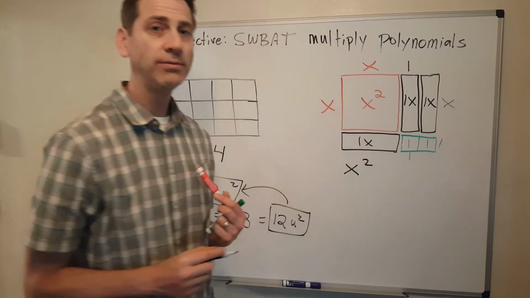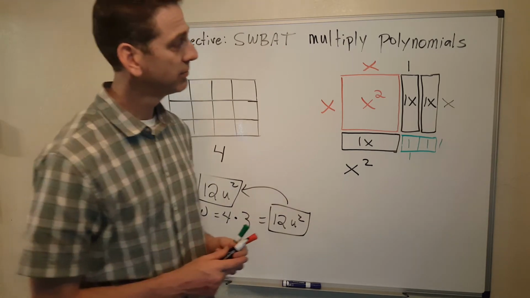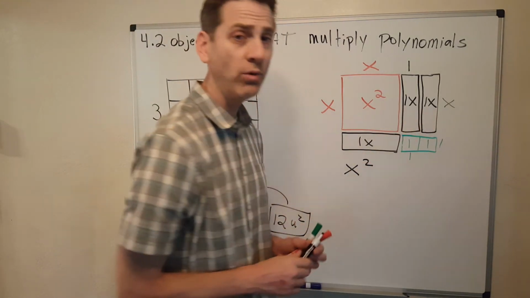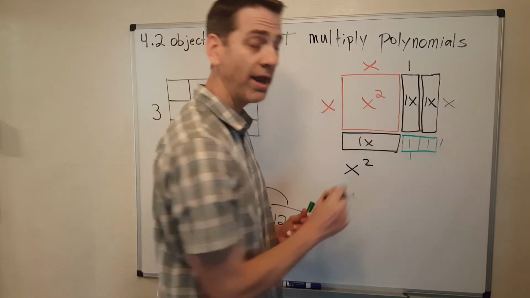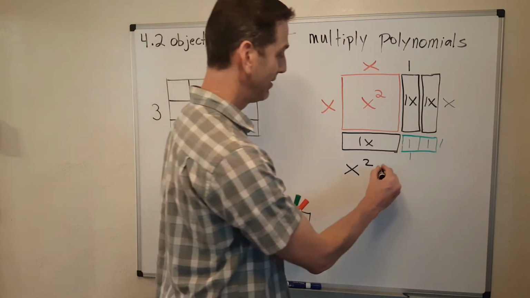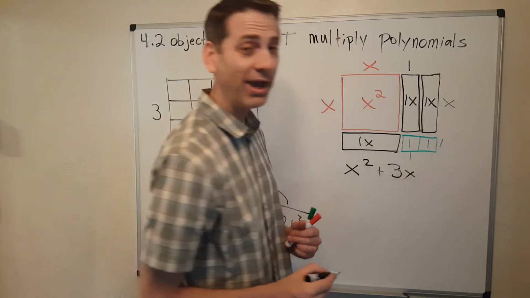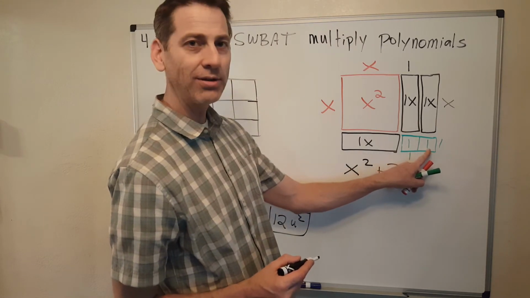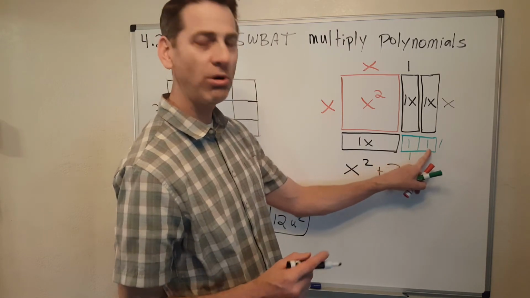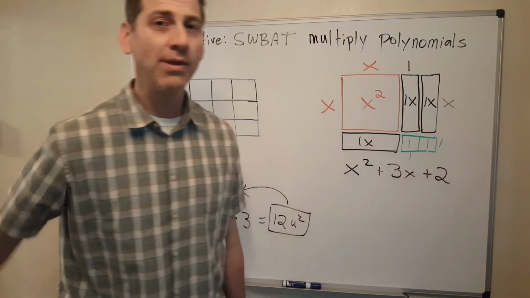x squared there. Okay, now how many 1x's do I have? Well, I have 1, 2, I have 3 1x's. So what's 1x plus 1x plus 1x? You guessed it. It's 3x. All right, and then I got 2 1's down here. What's 1 plus 1 is, of course, 2.